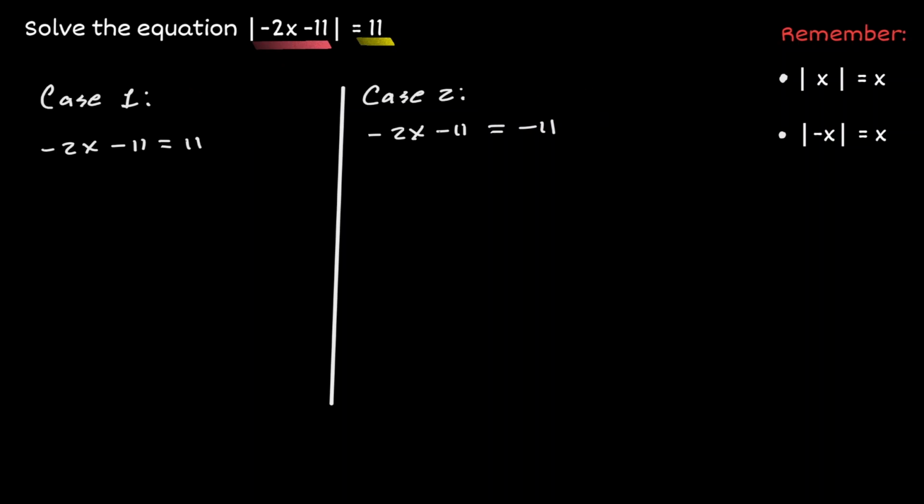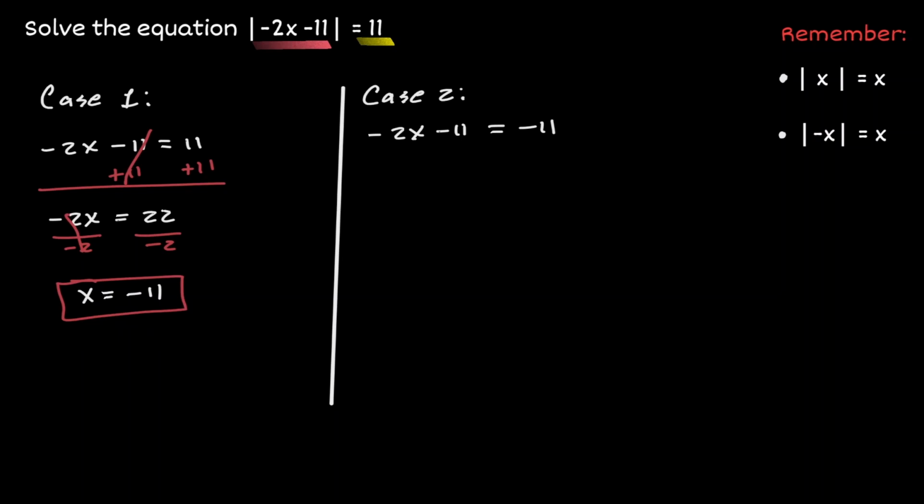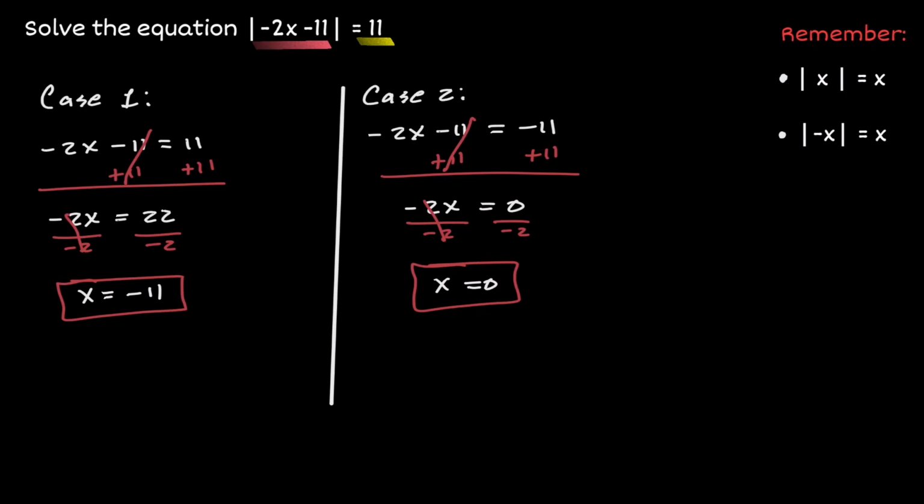And now we solve each equation individually. Let's look at the equation in case 1. Let's start by adding 11 to both sides. And now let's divide by -2. So our first solution is when x is equivalent to -11. And now in the equation in case 2, let's add 11. And now let's divide by -2. So our second solution is when x is equivalent to 0. So we have solved our equation. Let's take a look at another example.